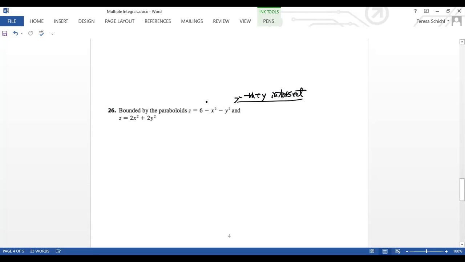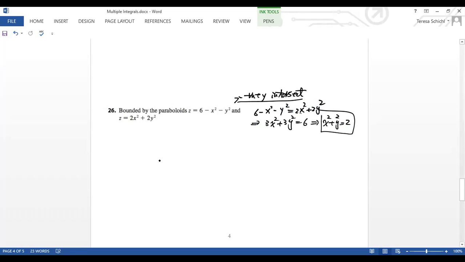So that means I have 6 minus x squared minus y squared equal to 2x squared plus 2y squared here. So now I can have 3x squared plus 3y squared equal to 6. Oh, I got x squared plus y squared equal to 2 here. All right.